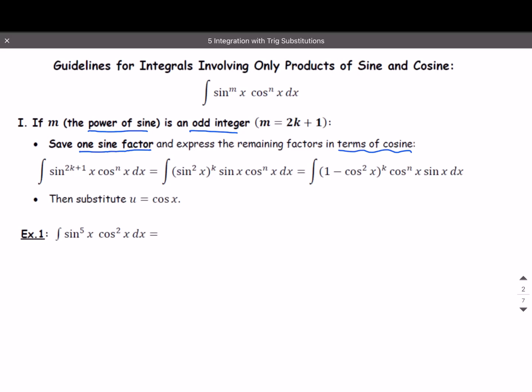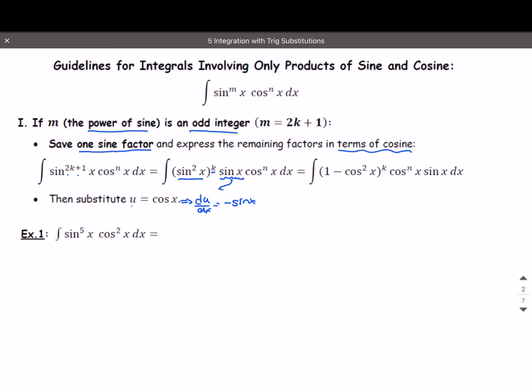So, for instance, see how it's raised to the 2k plus 1? We're going to keep one sine x, and we're going to have sine squared x raised to the k. I'm going to keep 1 over here, and then I'm going to use the substitution u equals cosine x. Why am I keeping the sine x? Because it's part of the du. du/dx would be negative sine x. That's why we keep a sine separate.